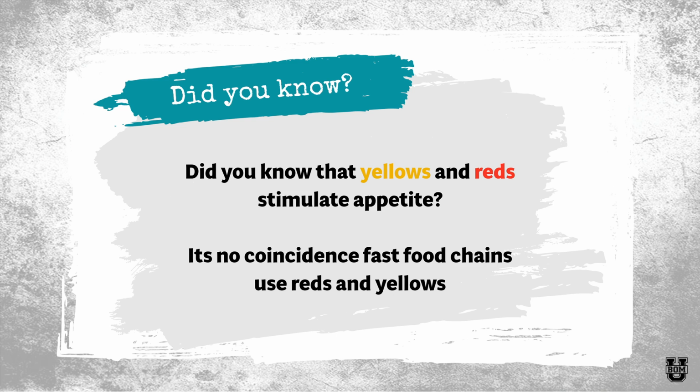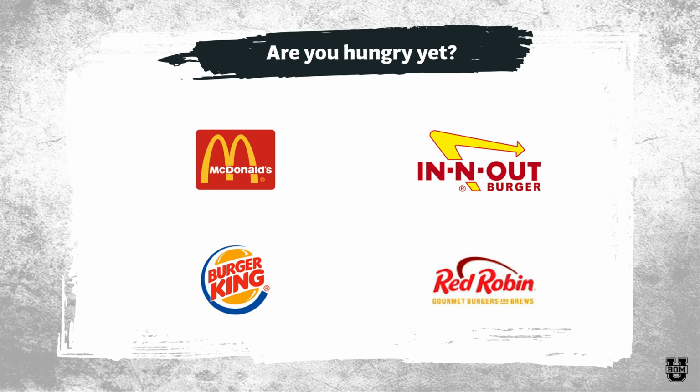Did you even know that yellows and reds can actually stimulate your appetite and cause you to salivate? It's no coincidence that fast food chains often use reds and yellows in their branding. Just to show you, you can look at McDonald's, In-N-Out, Burger King, Red Robin, etc. You'll see a lot of the fast food restaurants have reds and yellows.